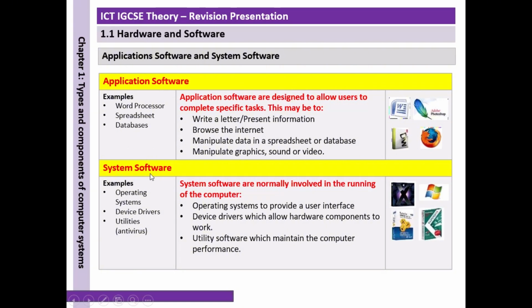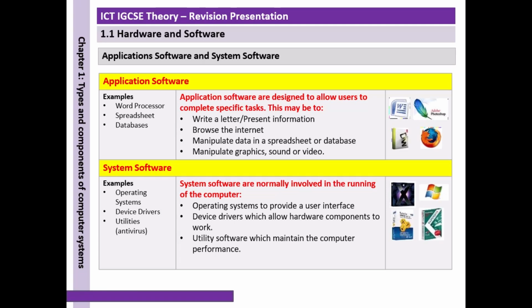And then we have got system software. System software is normally involved in the running of a computer. When you boot the computer, the system software takes control first. That system that takes control first is called the operating system. And this operating system starts the computer by a process known as booting.